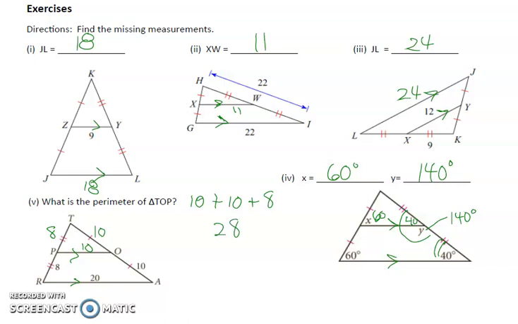So this is the first of 2 videos. The second video will cover the trapezoid portion of the activity.